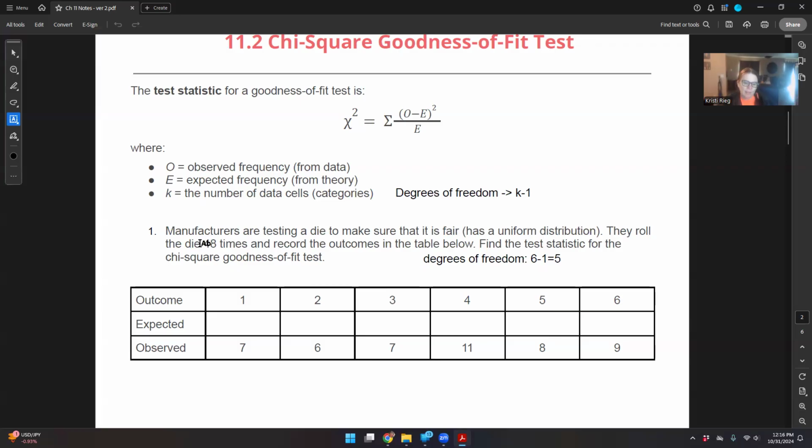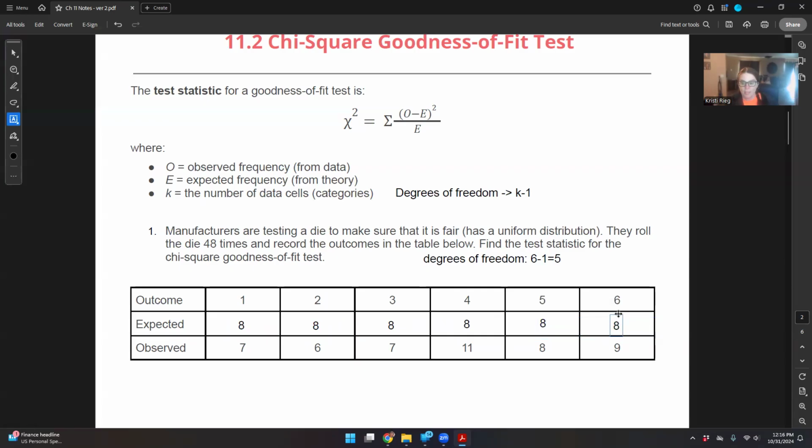If we're rolling a 6-sided die 48 times, we would expect that each outcome has an equal chance of showing up. So out of 48 times, I would expect to have 8 ones, because 48 divided by 6 is 8. And I would expect 8 twos, and 8 threes, and 8 fours. You see the pattern here? 48 divided by 6 is 8, so I would expect each of the 6 numbers to show up 8 times.